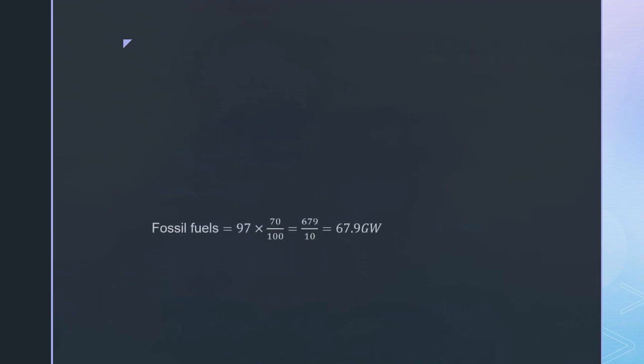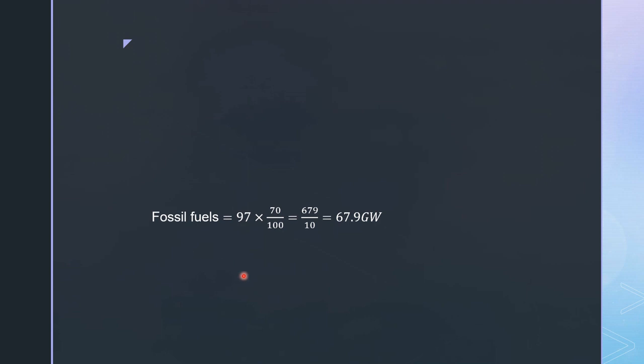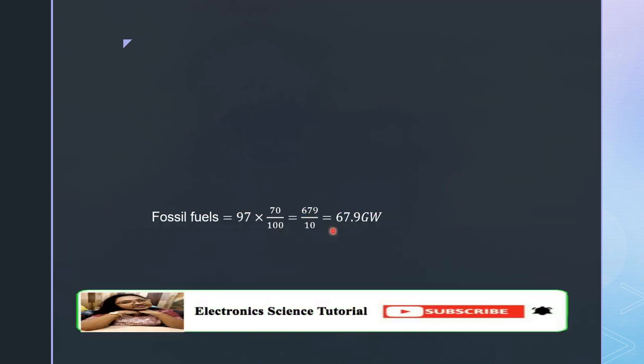So here is the solution. From fossil fuel, we get 70% energy. So 97 into 70%, that means 679 divided by 10, that is equal to 67.9 gigawatt. So option C is the right answer. Okay. Hope you understand this topic.